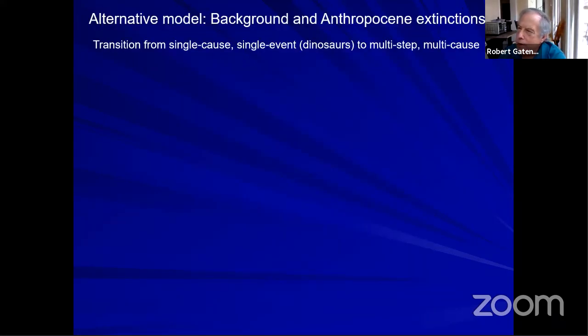So one of the things that's become very clear during the Anthropocene era, which is the era in which our species has continued to destroy other species, is that extinctions are not typically single cause, single event like the dinosaurs, but in fact, background and Anthropocene extinctions are far more subtle. They involve multiple steps, multiple causes, but they're also highly species specific. And because of that, I felt this kind of dynamics became more interesting in terms of cancer therapy.